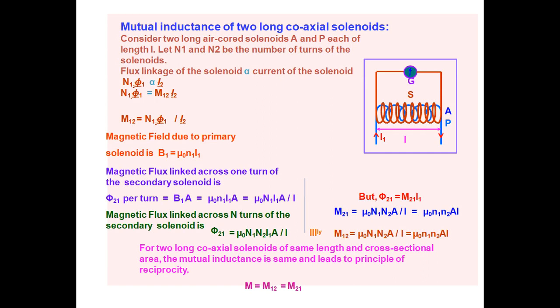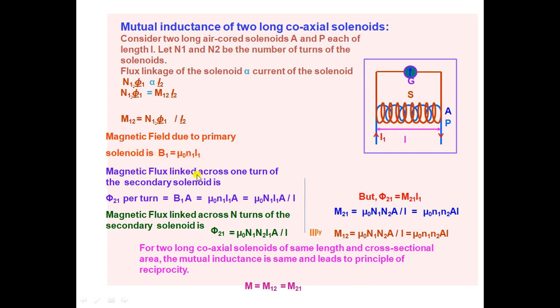Therefore, M12 is equal to N1 phi1 divided by I2. And the magnetic field due to the primary solenoid is B1, which is equal to mu naught N1 I1.